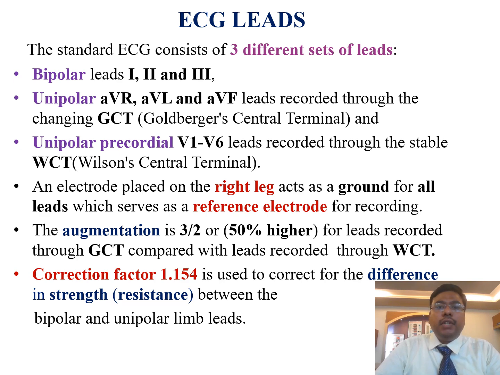The standard ECG consists of three different sets of leads. The bipolar leads 1, 2, 3, unipolar aVR, aVL and aVF leads recorded through the Goldberger's central terminal, and unipolar precordial V1 to V6 leads recorded through the stable Wilson central terminal. An electrode placed on the right leg acts as the ground for all leads, which serves as a reference electrode for recording. The augmentation is 3 by 2 or 50% higher for leads recorded through GCT compared with leads recorded through WCT.